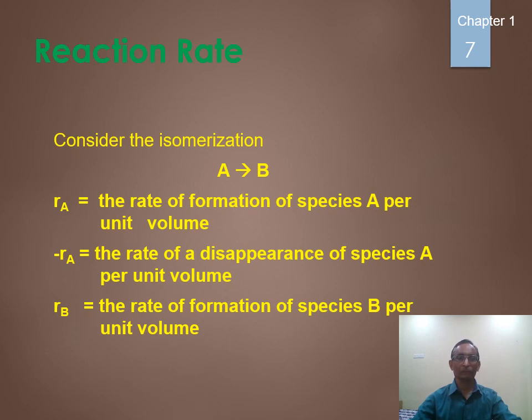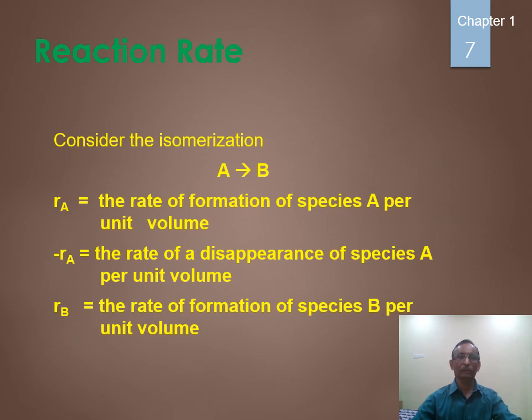Formation. The rate of formation of species A per unit volume, this is important. Everywhere you have to mention per unit volume. Here also it is mentioned per unit volume. The rate of formation of species A, formation means positive side. Minus RA means disappearance. The rate of disappearance of species A per unit volume. And for B, it is going to form, so plus RB, the rate of formation of species B per unit volume.